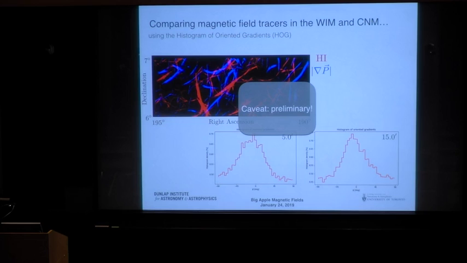So H1 Zeeman splitting data show that pretty well. The magnetic pressure is a few times the thermal pressure, typically, and comparable to the rho v squared. Yeah. Okay, I mean, that was my guess, but I wondered what the observation said.